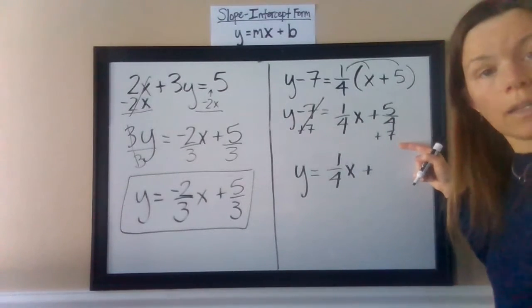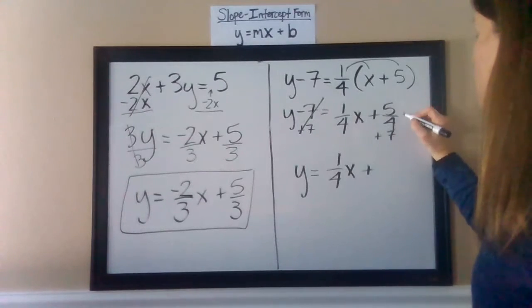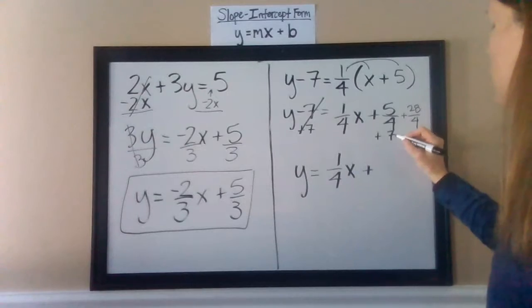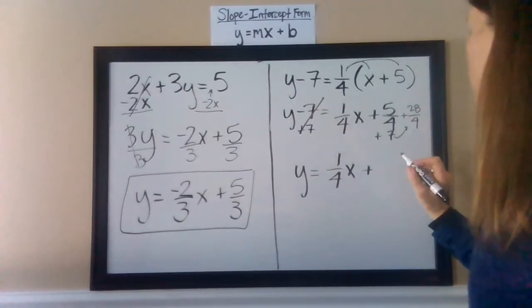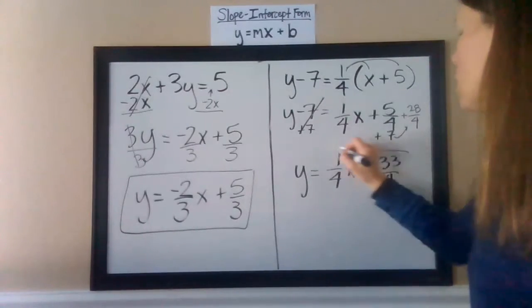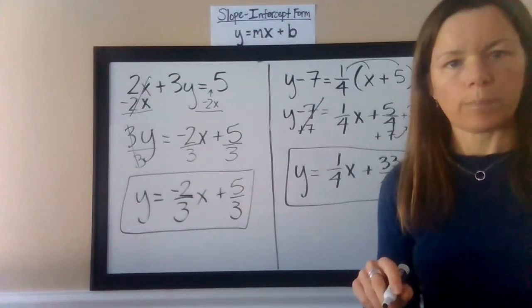I see adding fractions. Let's change that 7 into fourths. So I'm going to do plus 28/4, which is this 7 up here, plus 28/4. So 28 plus 5 looks like 33, so 33/4. And there is my slope-intercept form for that equation.